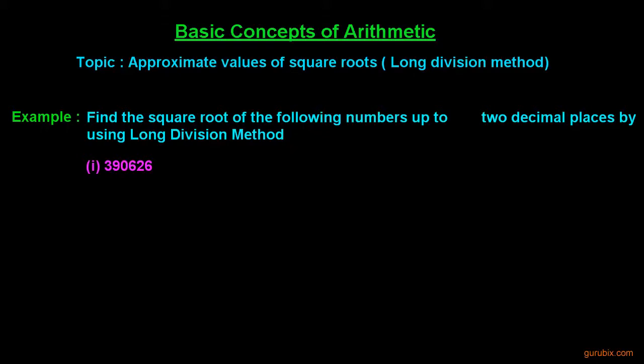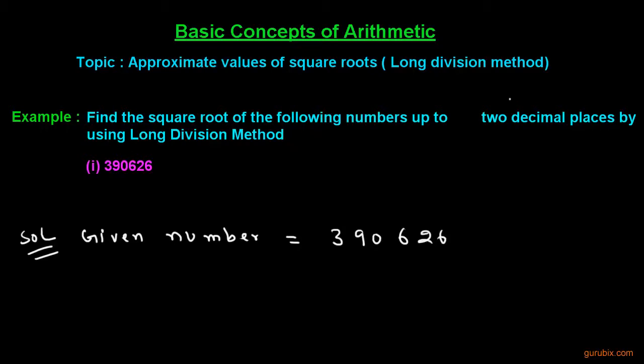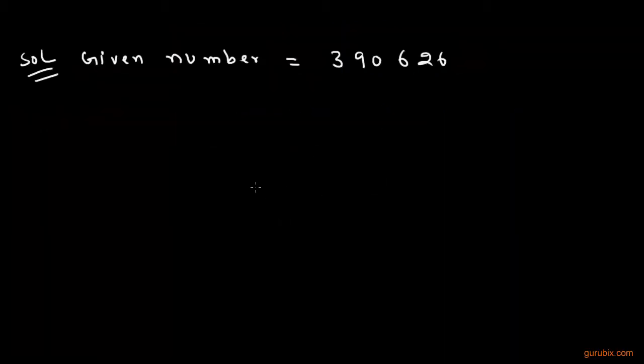The example is as follows. Find the square root of the following numbers up to 2 decimal places by using long division method. So let us start with part 1, and in part 1 the given number is 3,90,626. First of all, we shall write this number in a proper way, actually in the middle of the paper.